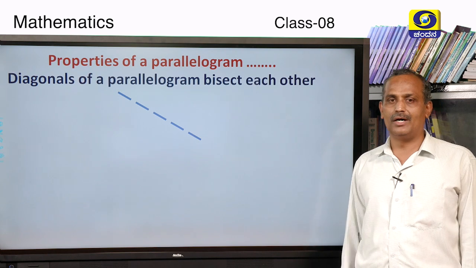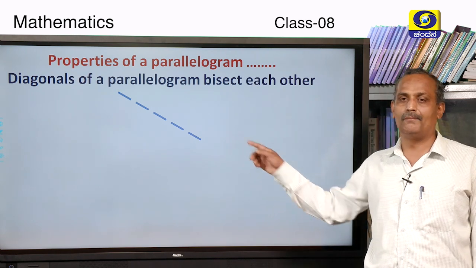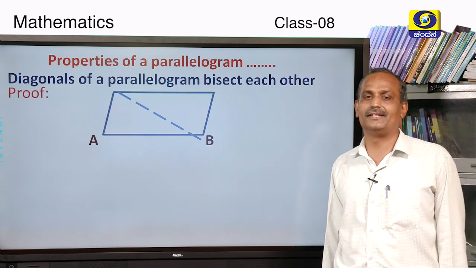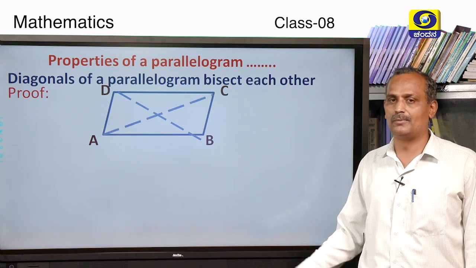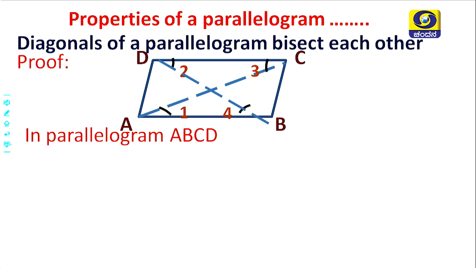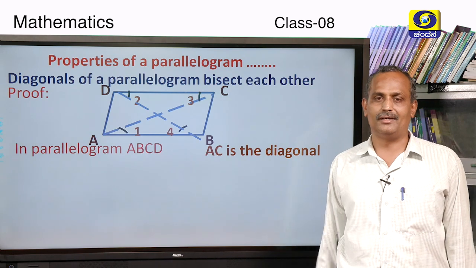Let us continue our properties of a parallelogram here. Diagonals of a parallelogram bisect each other. So, I have drawn a parallelogram ABCD. DB is a diagonal and AC is one more diagonal. Now, let us identify the angles.